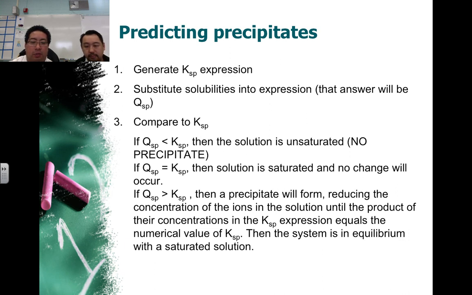And what will happen is we reduce the concentration of the ions in solution until it's saturated, or where the concentrations will fit the KSP expression. Once the precipitate forms, the system will be in equilibrium again, which means that your solid precipitate is constantly shifting to the aqueous solution and then back to the solid, but at a dynamic rate.